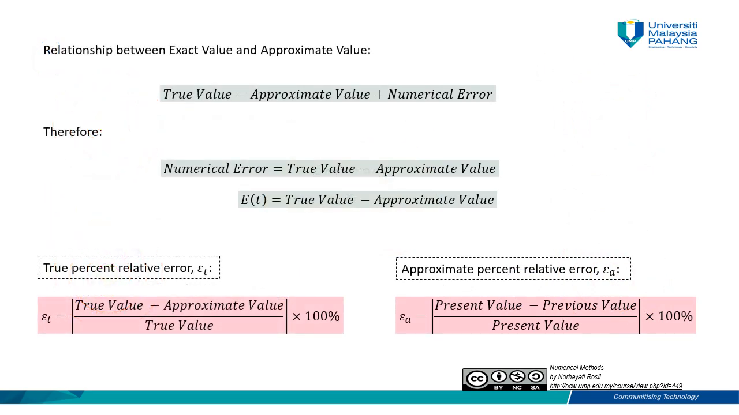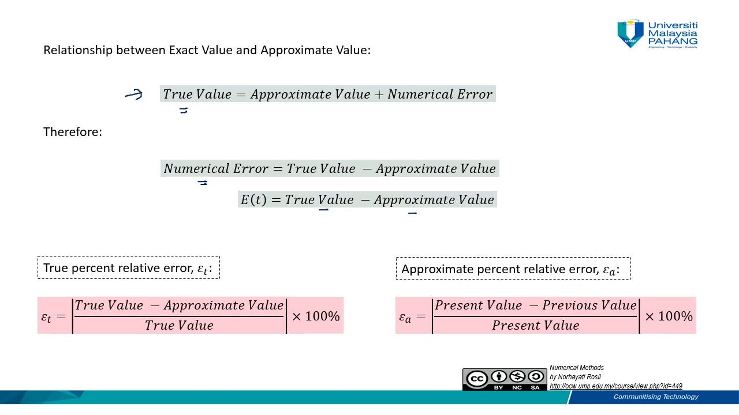Okay, so there is a relationship between exact value and approximate value. So what is the relationship? How do we get the true value? The true value is the approximate value plus numerical error. So we rearrange this equation. To get the numerical error, it is the true value minus the approximate value. So this is how we calculate error.